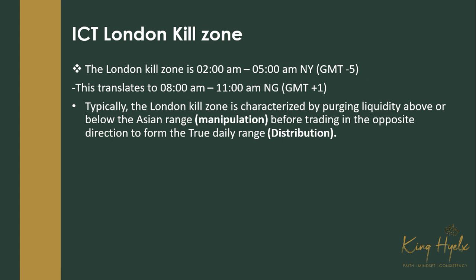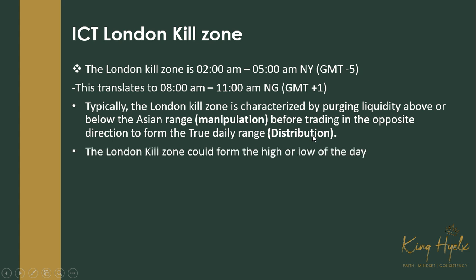So that means what we're going to expect in London kill zone is that price is going to go and take out one of the liquidity pools, but that liquidity pool it goes after is not meant to keep going in that direction. It's just meant to take liquidity in that direction and then go the opposite direction. That's why we call it manipulation, right? It's manipulating breakout traders who think that when we take liquidity there and they have entered the trade, it will keep going their way when it's actually not. It's manipulating them before trading in the opposite direction to form the true daily range in what we call distribution, right?